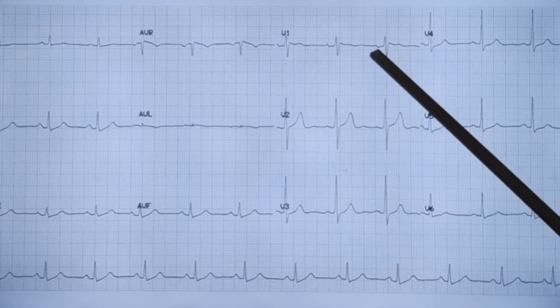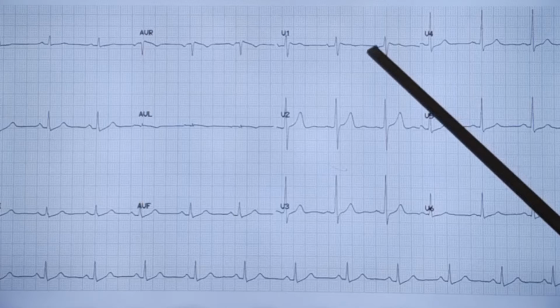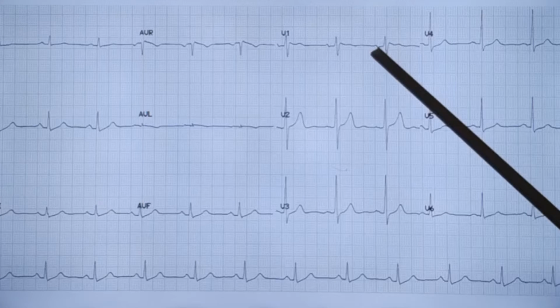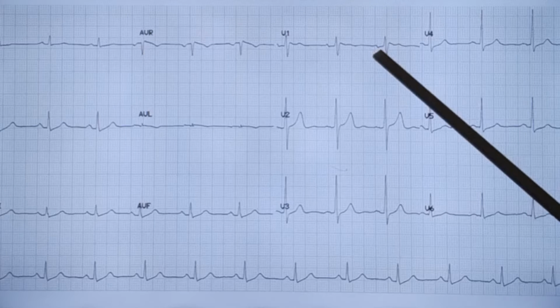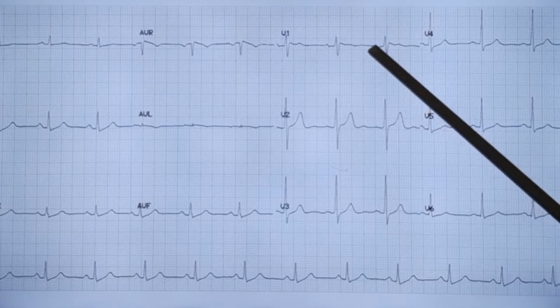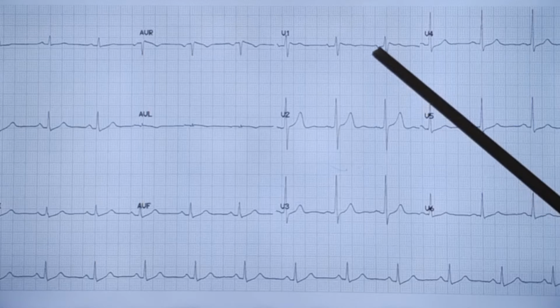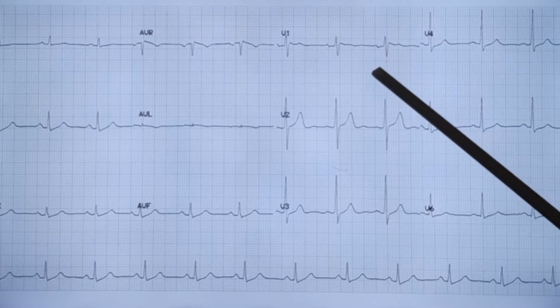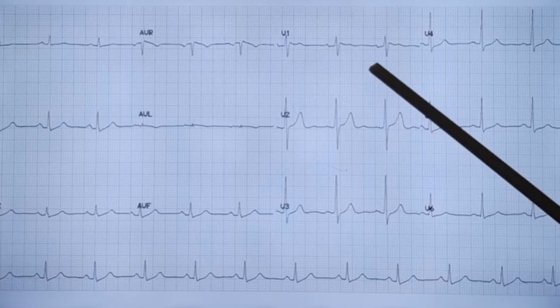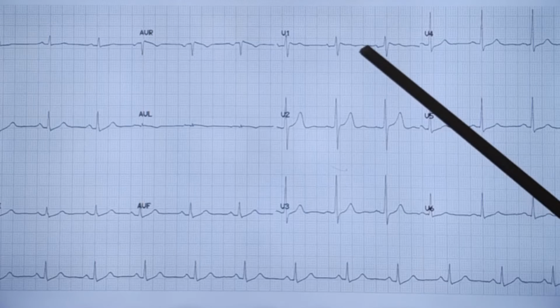Similarly, we will look at the negative component of the P wave in V1. Here you can see a very small positive component followed by a very small negative component. That's a normal pattern. If the initial component becomes tall and peaked, then it will be right atrial enlargement. If the negative component becomes prominent and broad, that will be left atrial enlargement. If both together are present, then it will be biatrial enlargement.